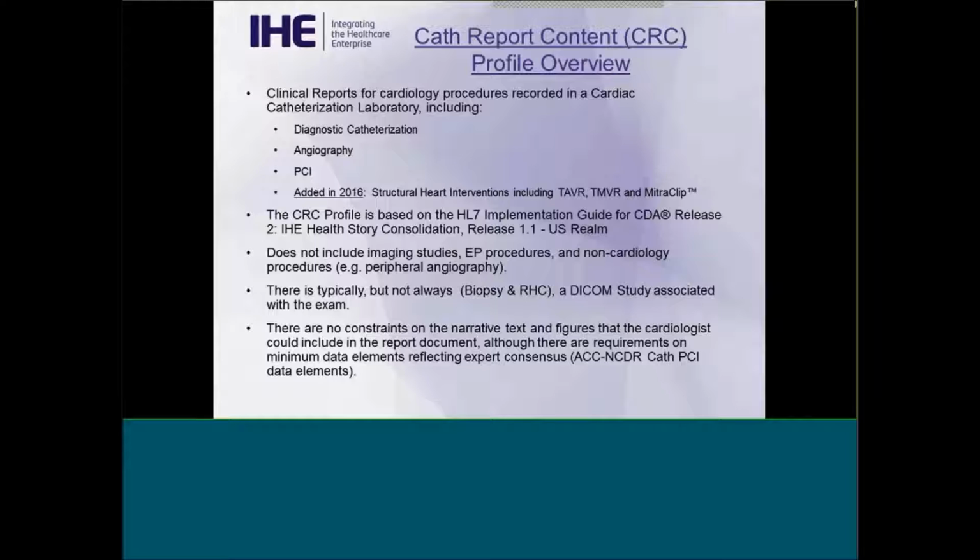The narrative of the text is unconstrained, but the data elements for procedures we are moving towards harmonization with the observations that are required for the various registries for CAP, PCI, TAVR, and the new emerging registries. Next slide, please.